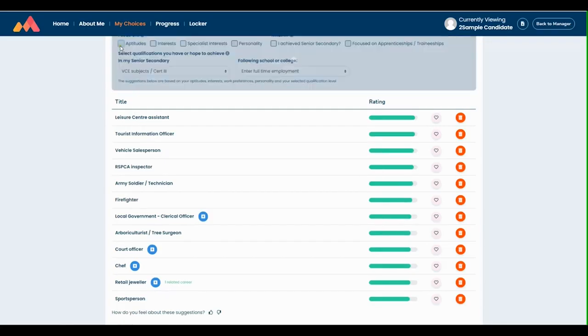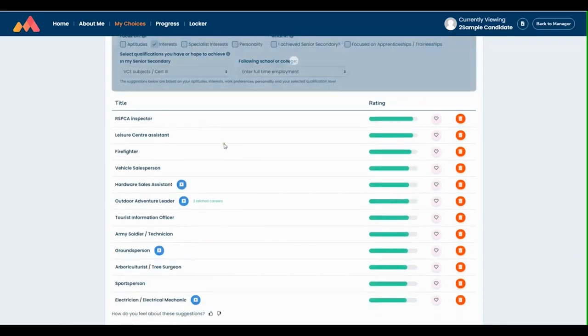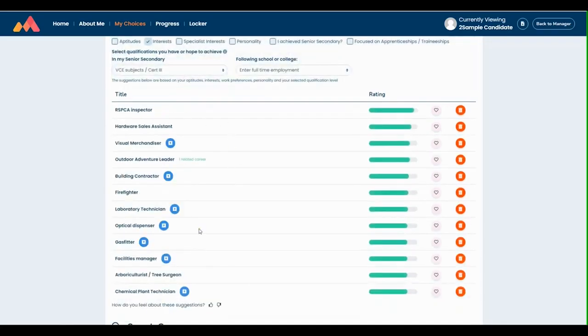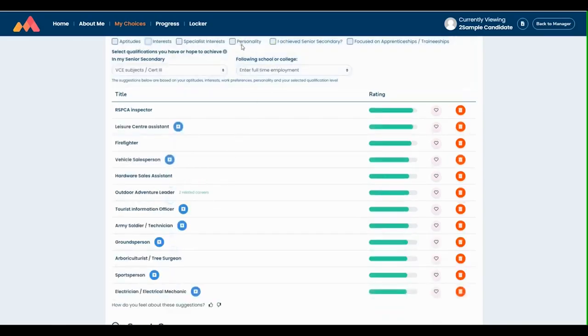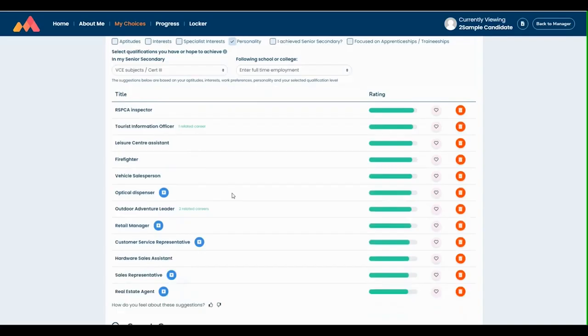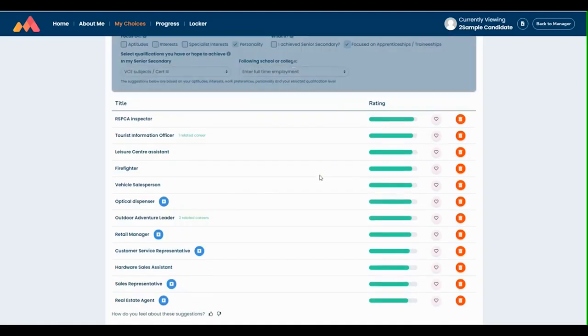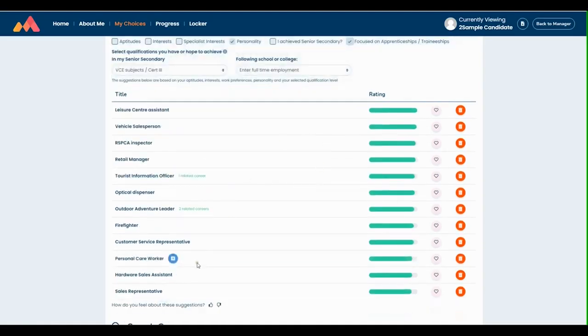If we untick aptitudes and tick on interests, this is probably going to be more what the student is looking at, although that strong interest in science will bring in careers which might require a lot more academic rigour than they're expecting to put in. And my bet for a student such as this is that focusing on personality, particularly when it's strongly defined, is likely to bring up the kind of areas they'd be more interested in. And we could, for example, say, let's focus on apprenticeships, traineeships as well.